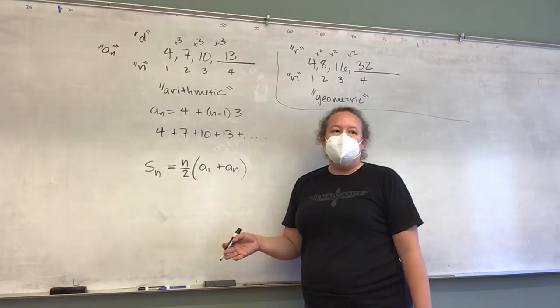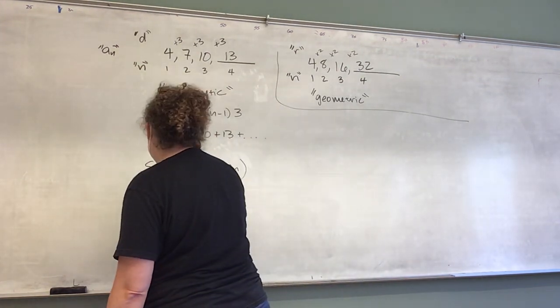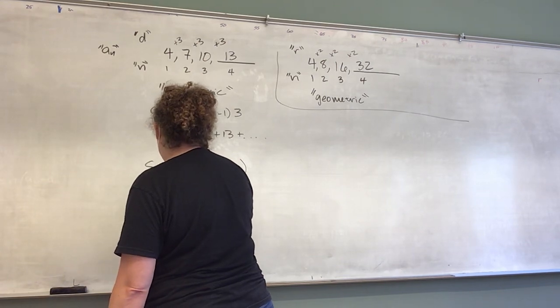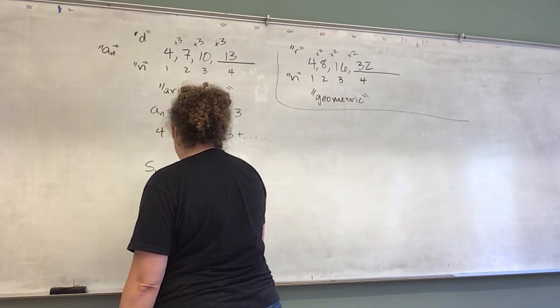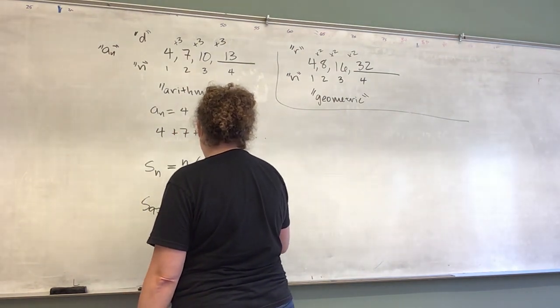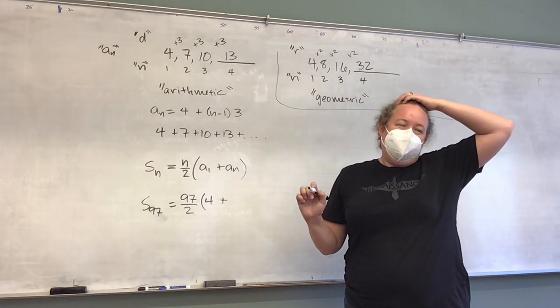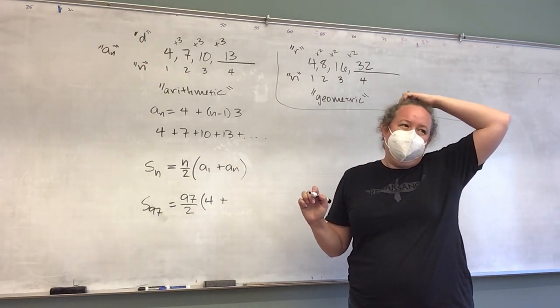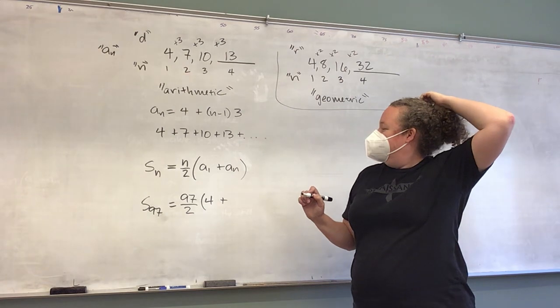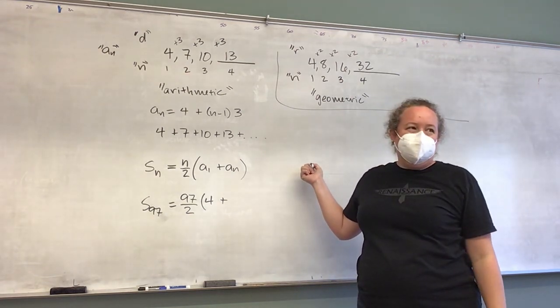So let's go ahead and do that with this one. Let's just add the first 97 values. So S of 97 is going to be 97 divided by 2 times 4 plus, what was a sub 97 for this one? We just calculated it. 485 is the other one, right? Yeah, 485 was for the other one.